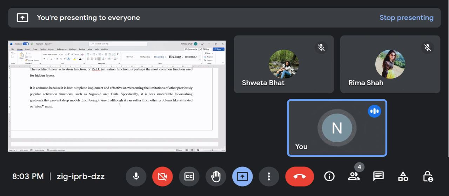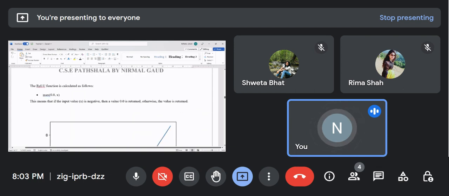If there is a negative value, it will return 0. If there is a positive value, then it will return x, the same value. This ReLU function is very common because it is simple to implement, as I told you what this function does, and it overcomes the limitations of other activation functions such as Sigmoid and Tanh. We will see both of them, Sigmoid and Tanh. We will also see these activation functions.